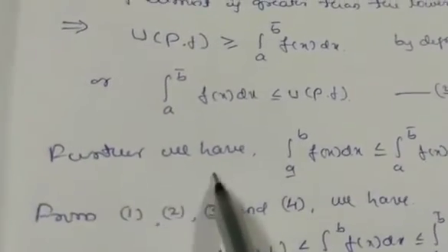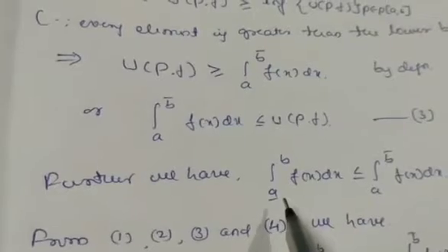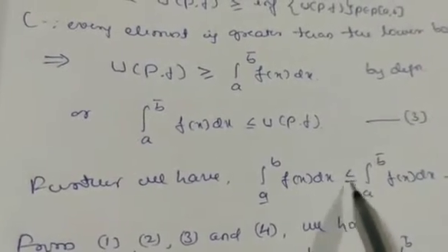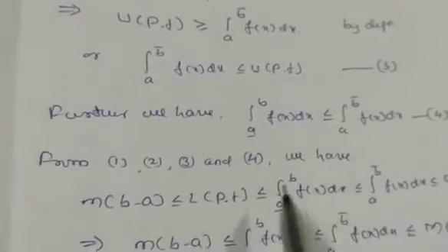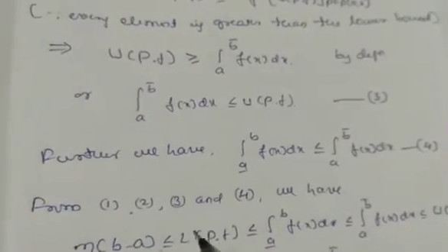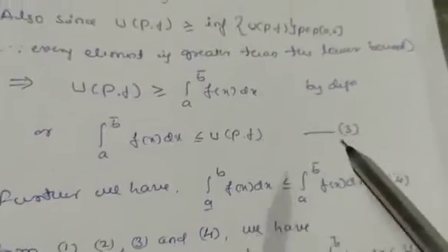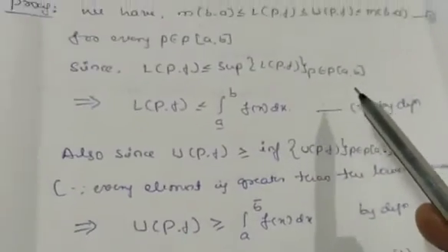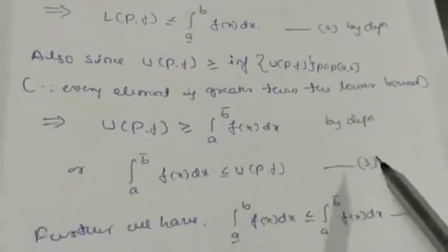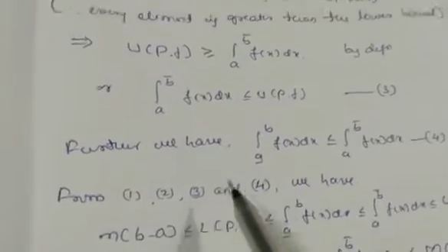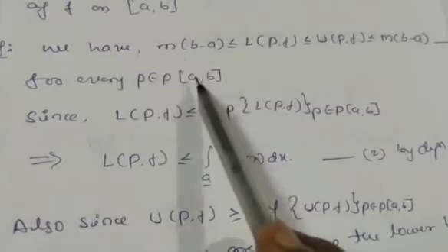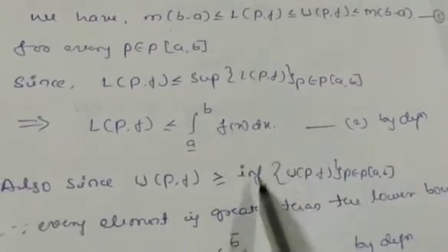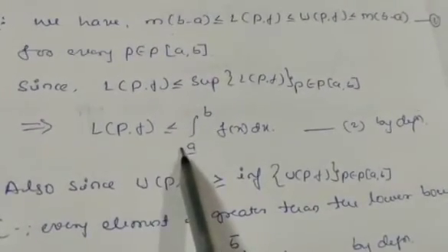Further, we know the lower Riemann integral is always less than or equal to the upper Riemann integral. I'll take this as equation number 4. Now, observing equations 1, 2, 3 and 4, in equation 1 we have m into (b minus a) is less than or equal to L(P, f), and L(P, f) is less than or equal to the integral from a to b of f(x) dx.